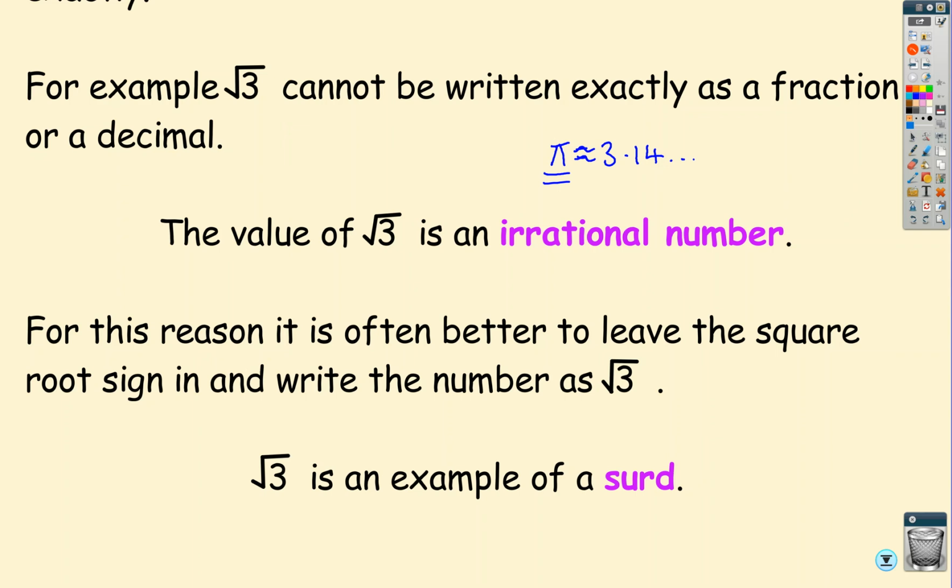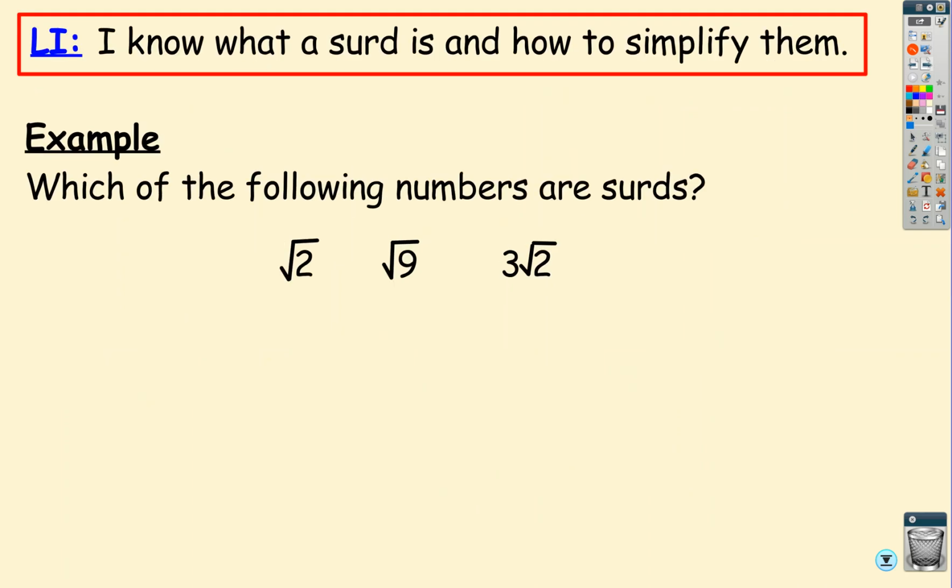So it's better to leave it with the square root sign than try and round it to 2 decimal places. So square root 3 is an example of a surd, right? Surds are irrational numbers written with a root sign. Let's take a wee look at this example here. Which of the following numbers are surds?